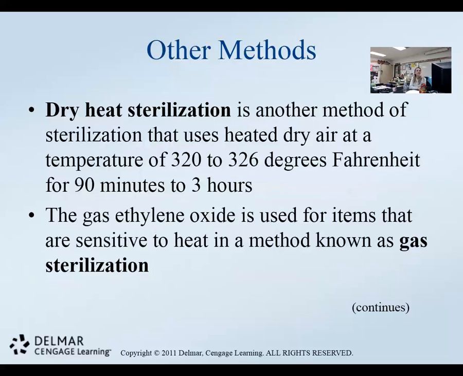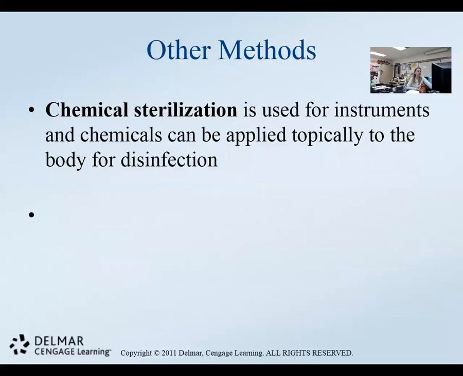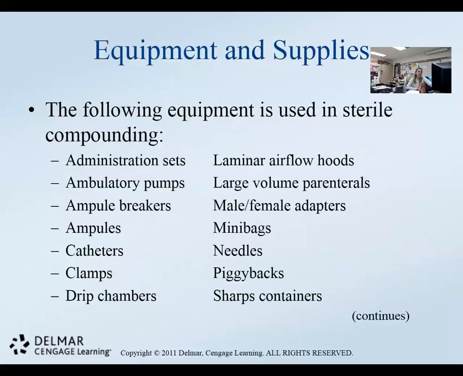Other methods, dry heat sterilization is another method that uses heated dry air at a temperature of 320 to 326 degrees, you know, three hours, somewhere in there. And then a gas sterilization as well. Chemical sterilization, used for instruments and chemicals, can be applied to the body for disinfection. The following equipment is used in sterile compounding.